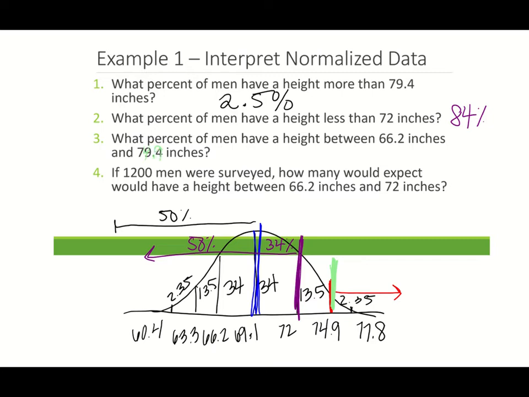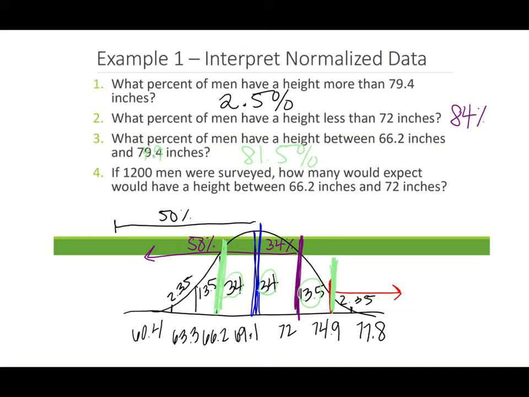Between 74.9 and 66.2. So I'm between these two green lines here. So I want to know what percent is between. So if I add up those percents, I have 34 plus 34 plus 13.5. So I have 81.5% of the men fall between these two height ranges.